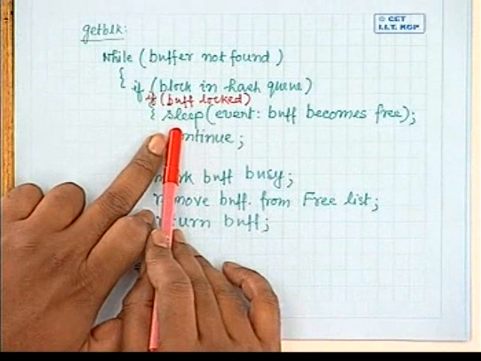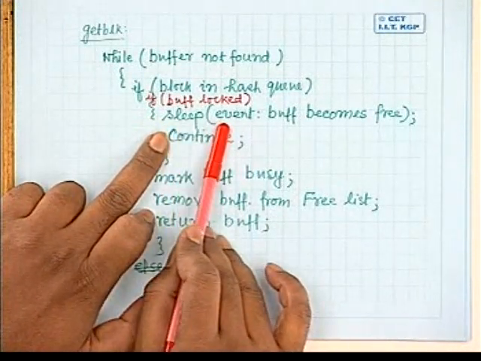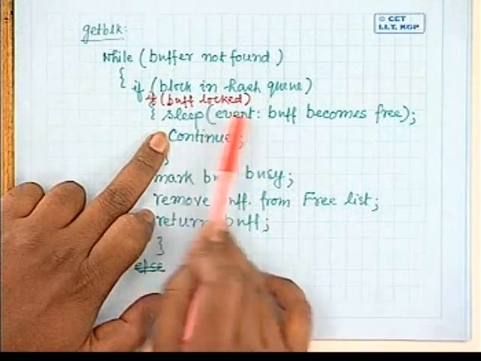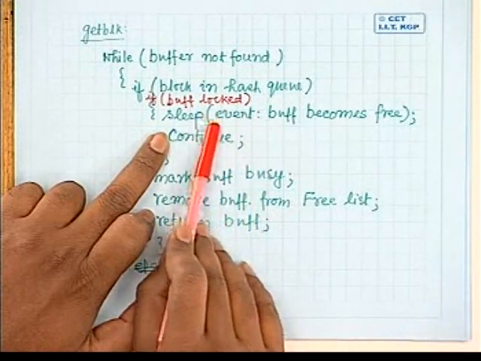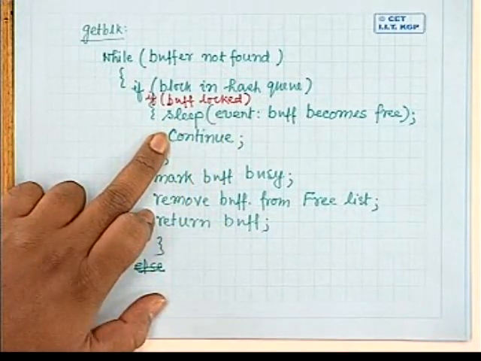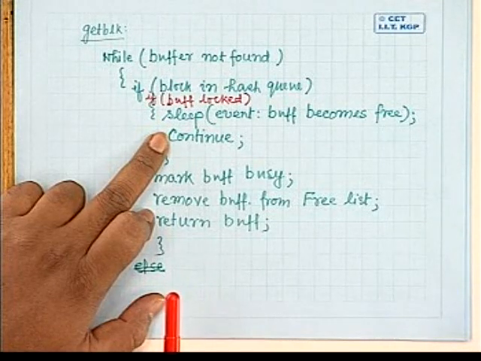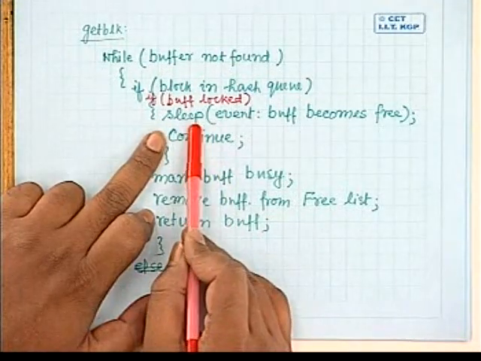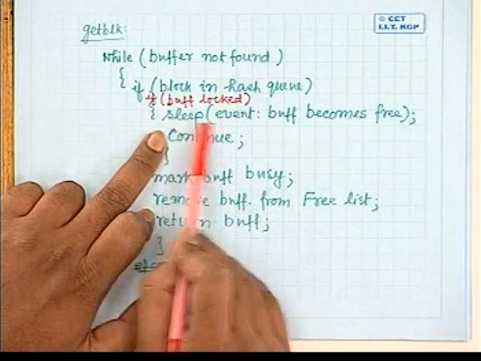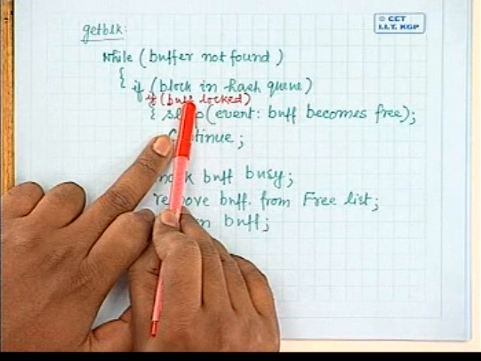So in that case, the process which has requested it has to go to sleep mode, and it has to sleep until this buffer becomes free, because I don't have to get a new buffer for reading the block again and putting it into one of the buffers. In that case there will be duplication of data. So to avoid that, the process which has requested this block goes to sleep mode, and it will be in sleep mode until this buffer becomes free.